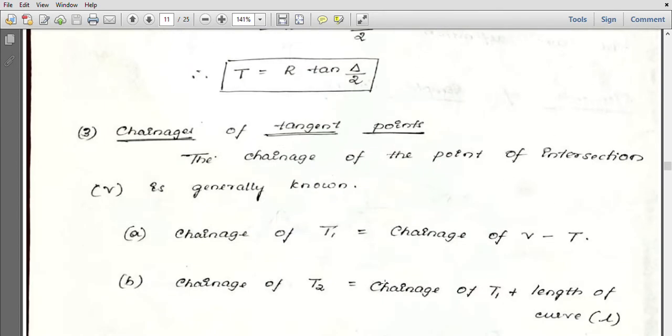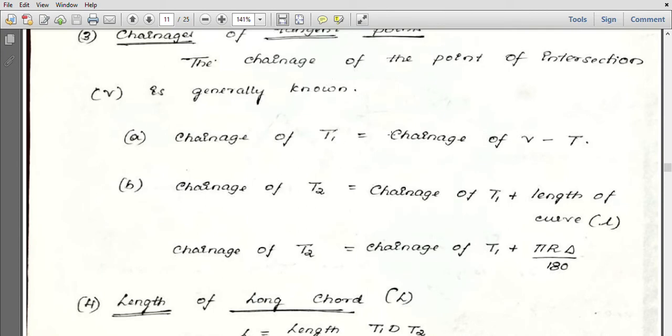The chainage of T1 is equal to the chainage of V, that is the chainage of the point of intersection. Now I want to reach this point, so chainage at V minus T1V, which is called the tangent length denoted by T. Therefore the chainage of T1 is equal to the chainage at V minus T.